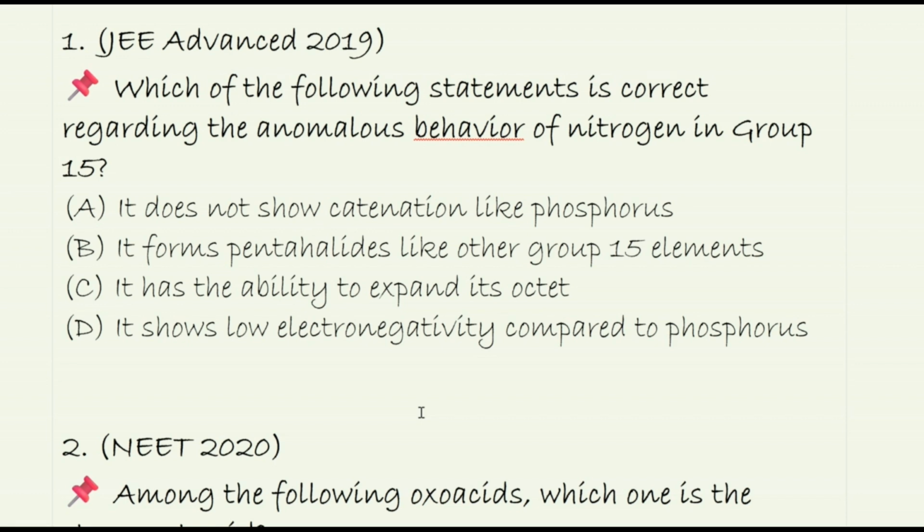It does not show any catenation like phosphorus. It lacks d orbitals and it cannot expand its octet like phosphorus, arsenic, or antimony. And it does not form the pentahalides also, because of the absence of d orbitals. And nitrogen has a higher electronegativity than phosphorus. So the answer to this question is option A.